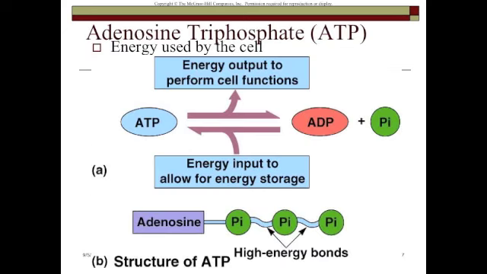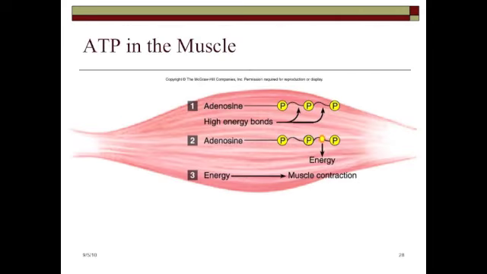Adenosine triphosphate means 3 phosphates and an adenosine. Here's the structure shown in letter B. Letter A shows the energy input of this ATP, allowing for energy storage. When the cell needs the energy, it is released to perform the cell functions, and that ATP splits into ADP and phosphate. This action is occurring in the muscle. When energy is released, muscle contraction occurs.